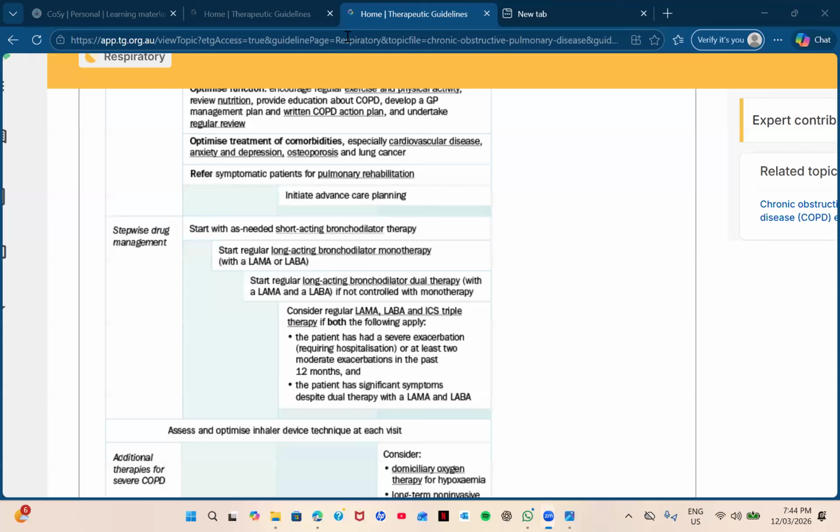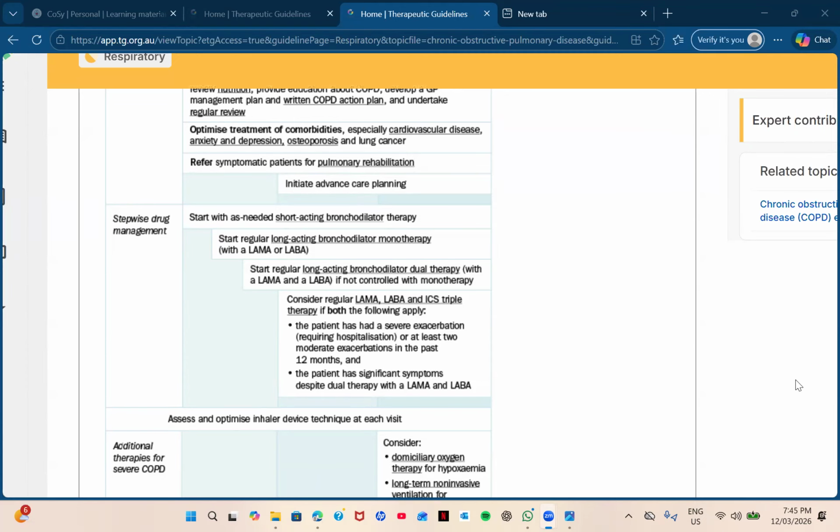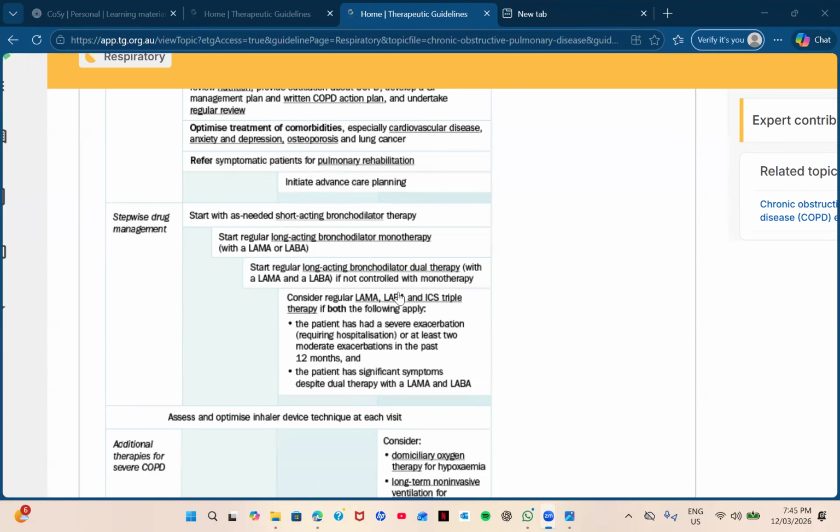Yes, we have what? Aclidinium, right? Aclidinium, not acidium, sorry. Here you can remember this dual or combination therapy as formoterol plus aclidinium, right? Right, doctors, you can remember combination drug therapy like that. Then, if this dual or combination therapy is not working, what can we do? We can try which therapy?